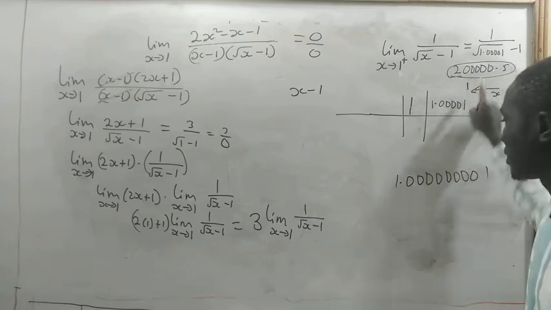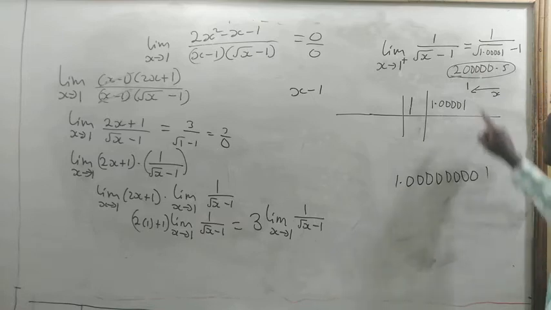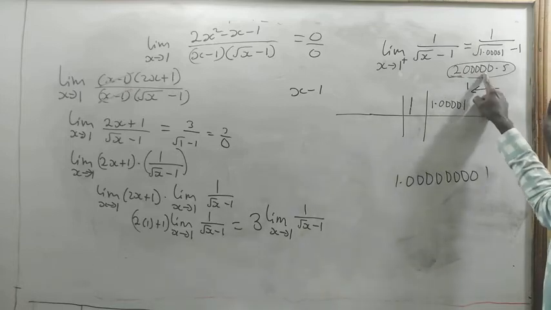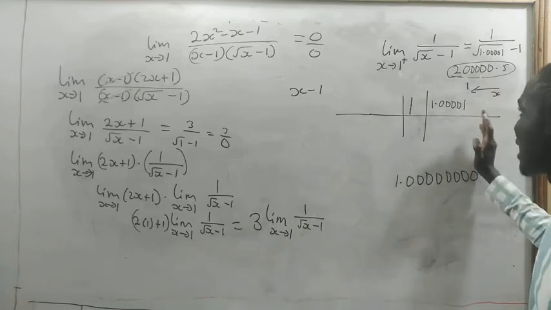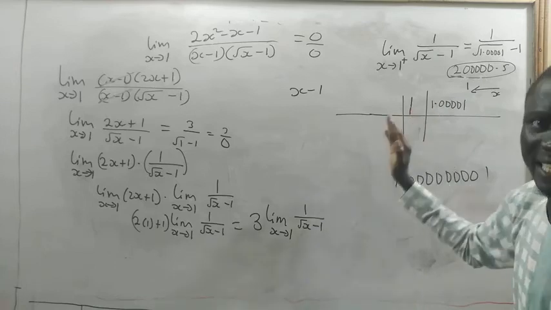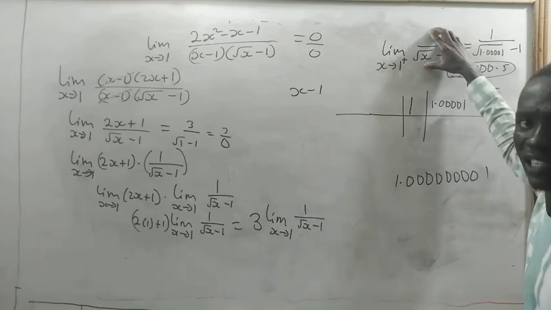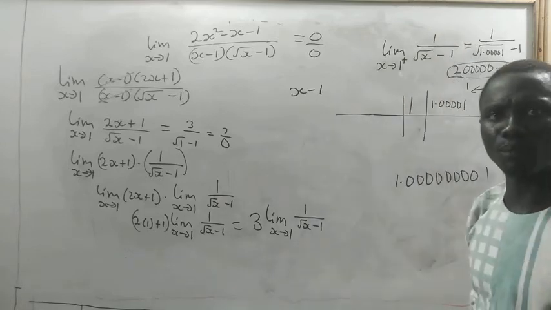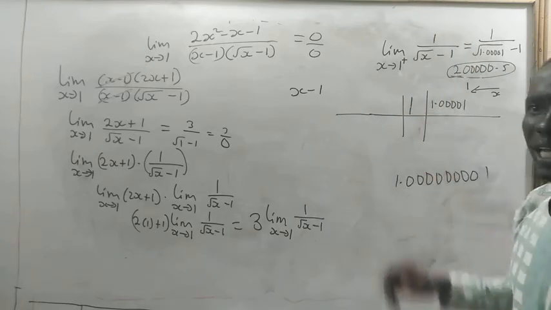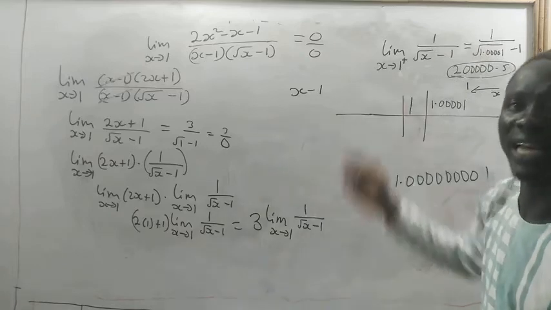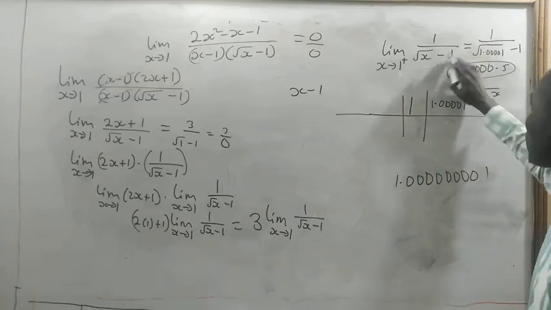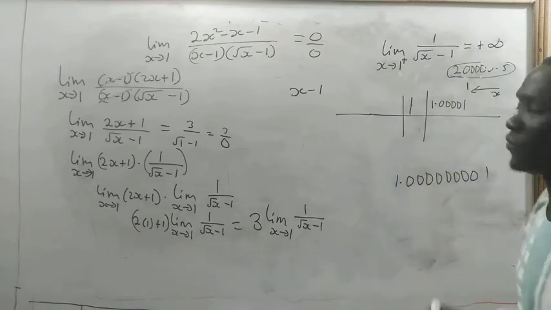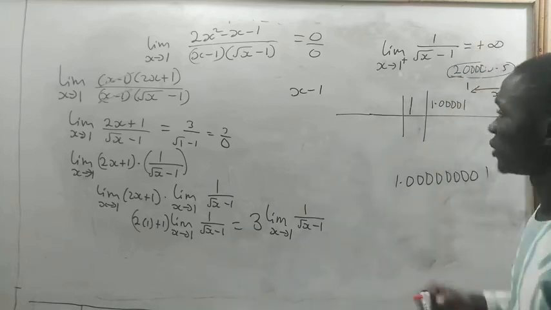So this implies that if you put in x equal to this, you get a positive number that is larger or bigger than this. So it means that as x approaches positive 1 from the right, this function will also increase without bound. It will increase without bound, and it will be a large positive number. So we say that this function will increase up to infinity. So we take positive infinity.